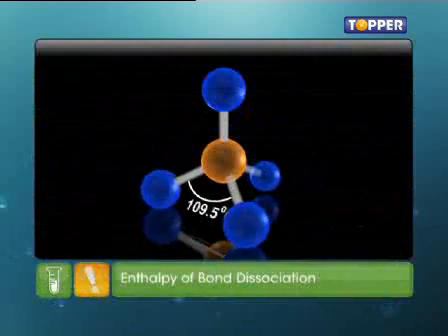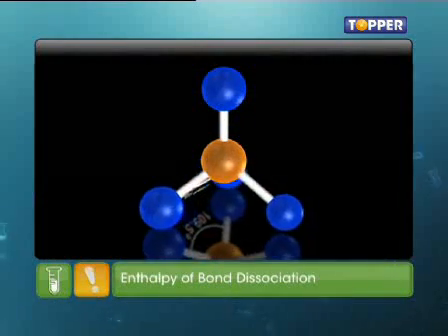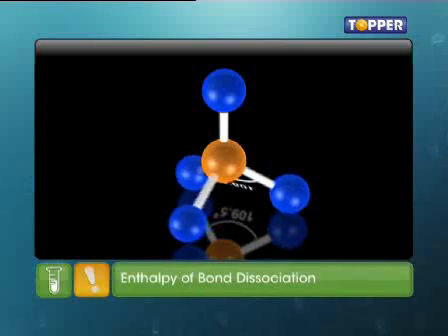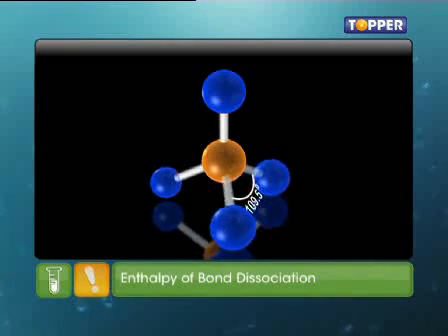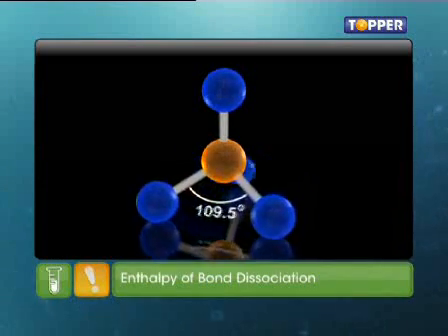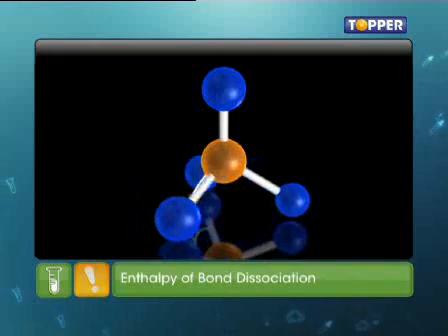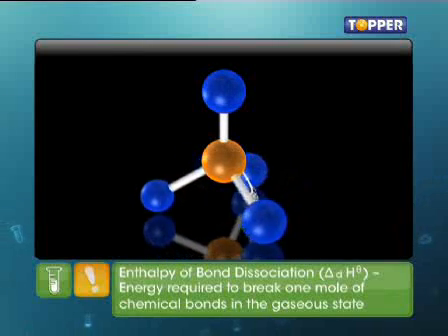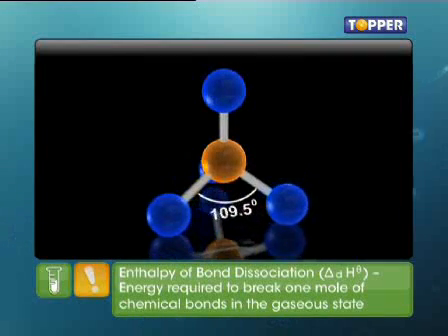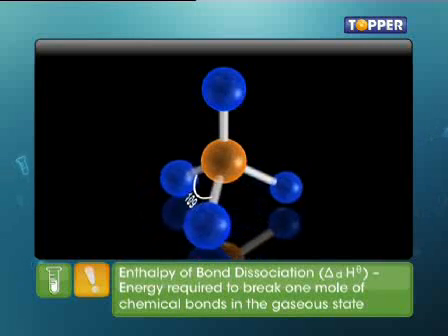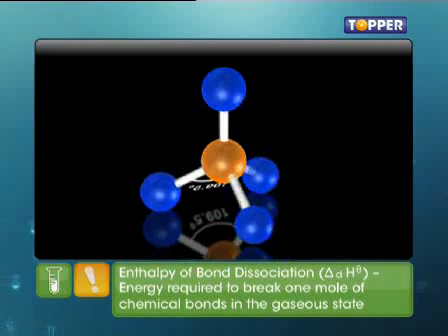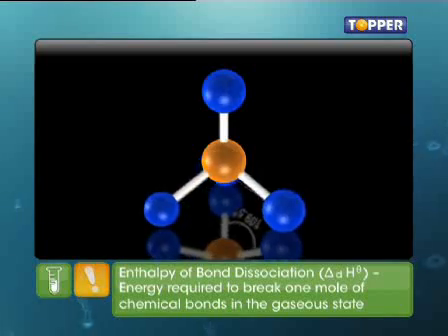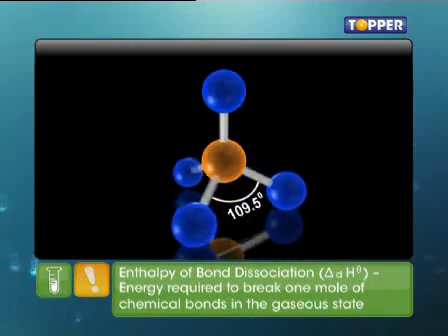It is time now to talk about the next classification of enthalpy called enthalpy of bond dissociation. What happens when 2 substances react with each other? There is a breakdown or dissociation of bonds. When this happens, there are changes in energy or enthalpy. Strictly speaking, enthalpy of bond dissociation is the energy required to break 1 mole of chemical bonds in the gaseous state. It is denoted by delta H D naught.